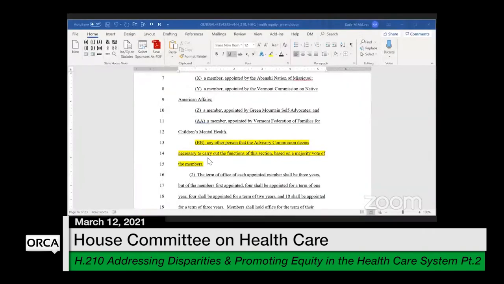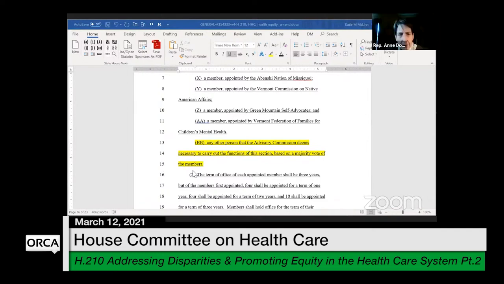Well, Katie has been listening to all this, and maybe out of those last several comments, there's an evolving potential language. Yes, I have something, and I'm going to keep my camera off. My internet is spotty, and I keep getting kicked off, so we'll see if this makes the difference. But I added a catch-all: any other person the advisory commission deems necessary to carry out the functions of this section based on a majority vote of the members.